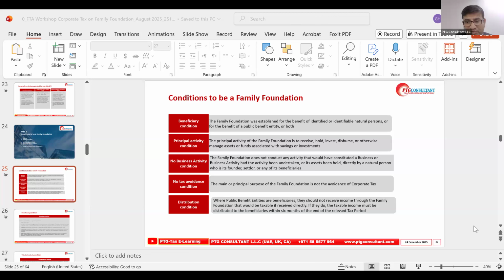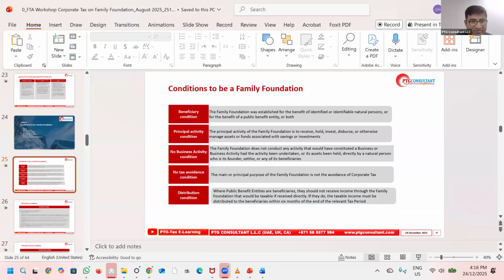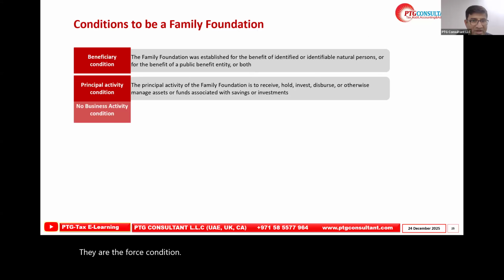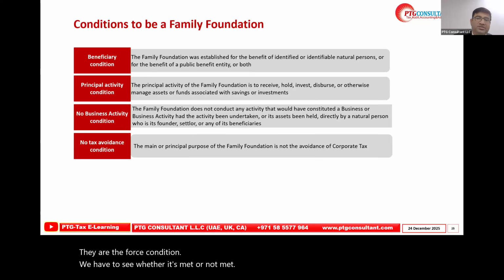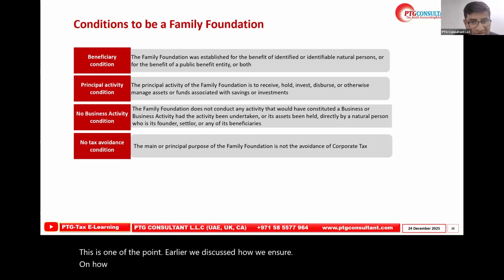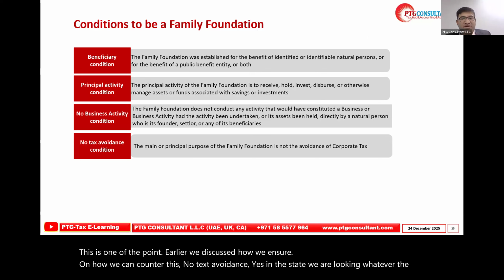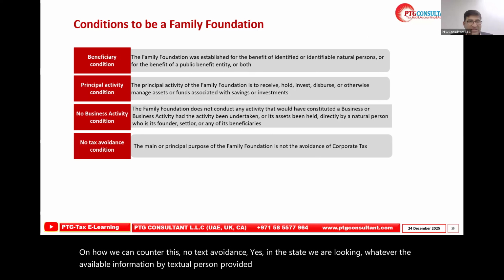Okay, let's see what our next condition is. No tax avoidance. This is our fourth condition. We have to see whether it's met or not met. This is one of the points we discussed earlier, how we can ensure or counter this no tax avoidance. Yes, in the state, we look at whatever information is available, provided to us by the taxable person. If we see any tax avoidance, we might highlight it to the client.